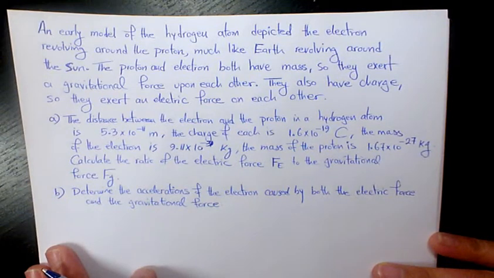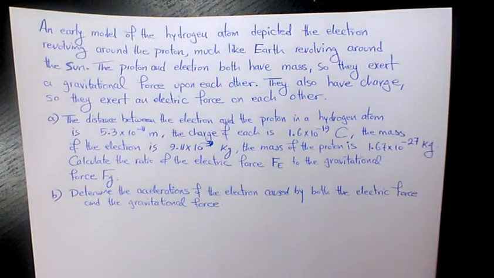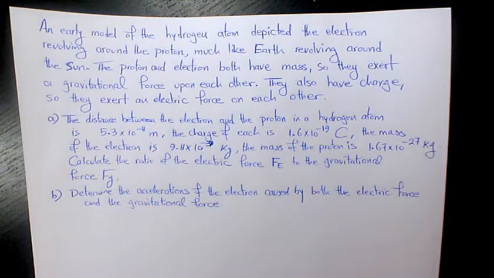An early model of the hydrogen atom depicted the electron revolving around the proton, much like Earth revolving around the Sun. The proton and electron both have mass, so they exert a gravitational force upon each other. They also have charge, so they exert an electric force on each other. So we have both electrical force and gravitational force.